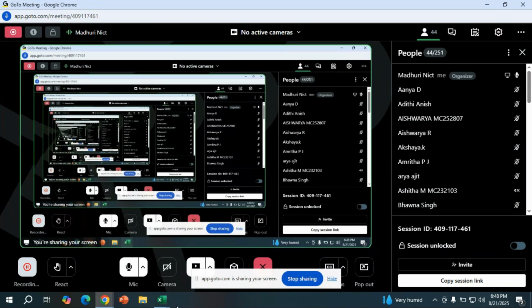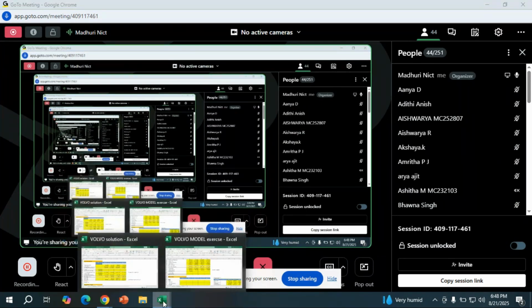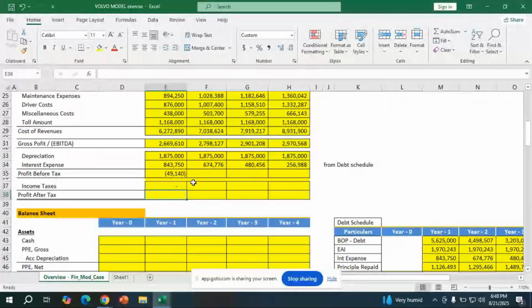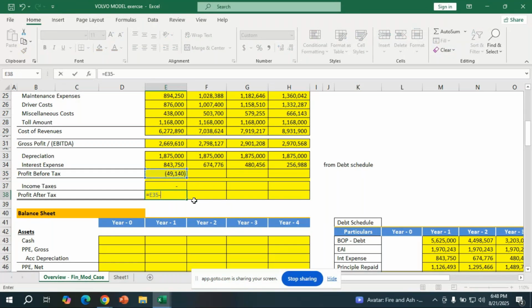Yes. So let's continue with the table. Since in the first year we have a loss, we will not calculate the taxes. It will be zero itself. So what you're supposed to do here is first you have the PAT. What is your PAT? Your PBT minus income tax. So the same amount you're going to get.